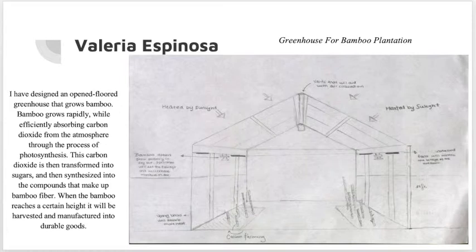When the bamboo reaches approximately 25 feet, it will be harvested and manufactured into durable goods such as houses, boards, panels, floors, furniture, and more.